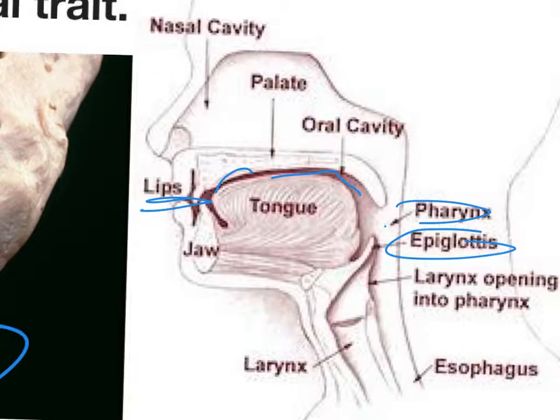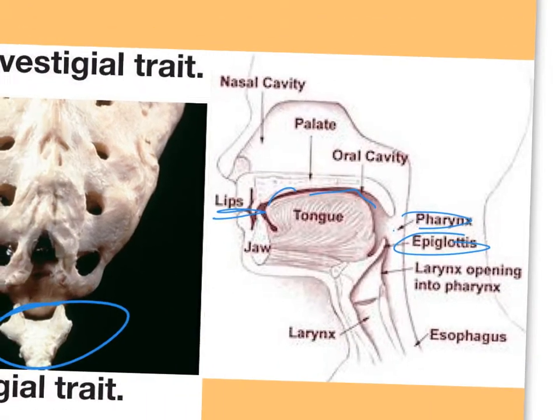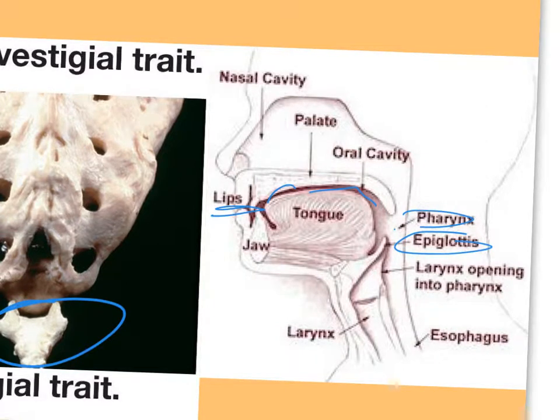Well, that's a problem. First of all, it can get stuck. Okay. Now, it turns out that in our evolutionary past, humans and all other vertebrates had a common ancestor that was a fish that actually had a swim bladder and not a lung.